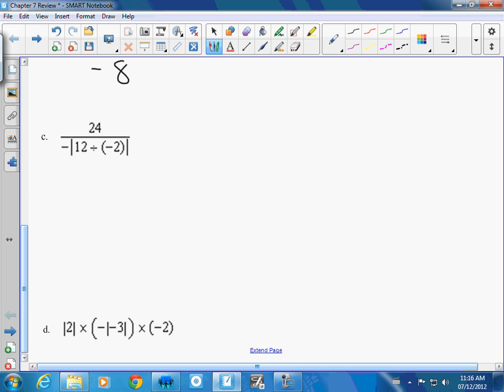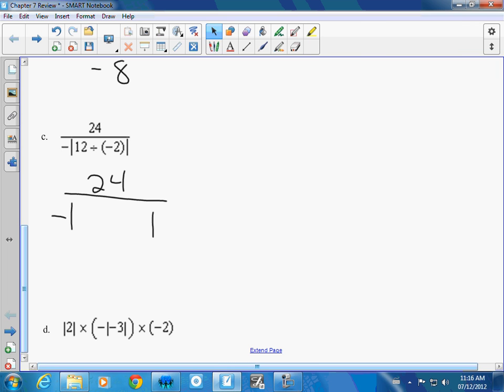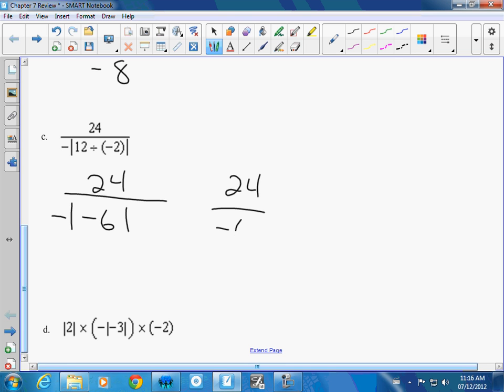Okay, 24. So 24 over top of the absolute value. What is 12 divided by negative 2? Negative 6. Is that correct? Negative 6. What's the absolute value of negative 6? 6, but then you times it by negative and it becomes negative. So that's 24 over negative 6, which is negative 4.